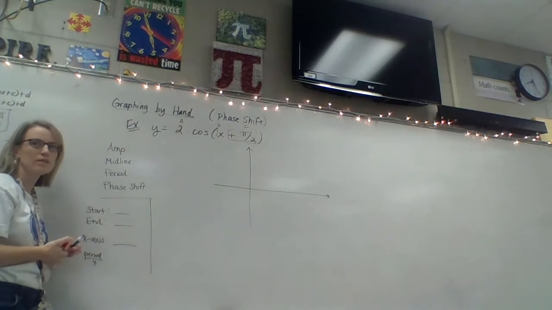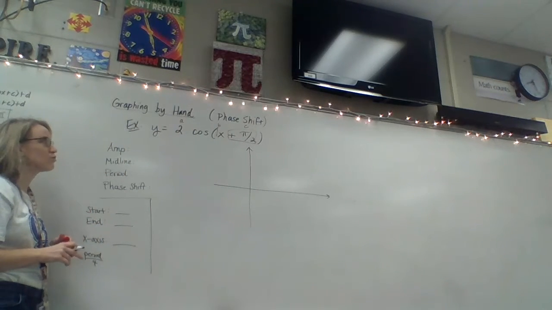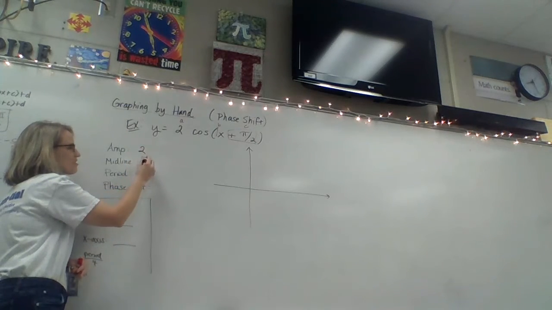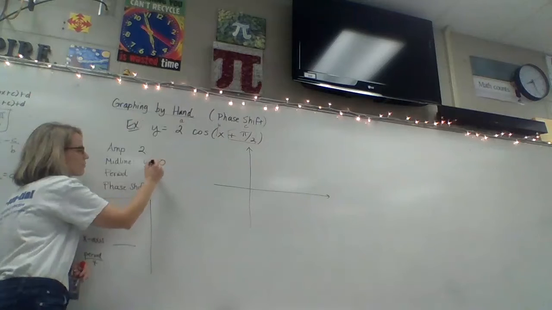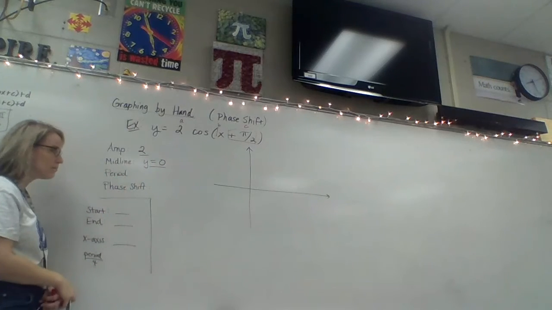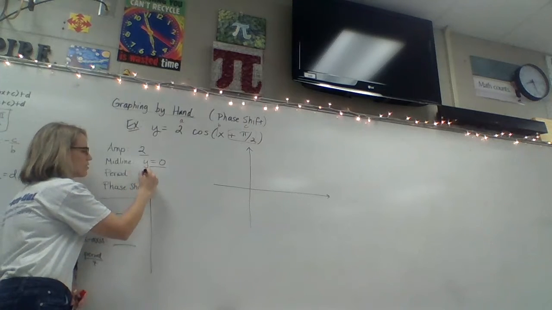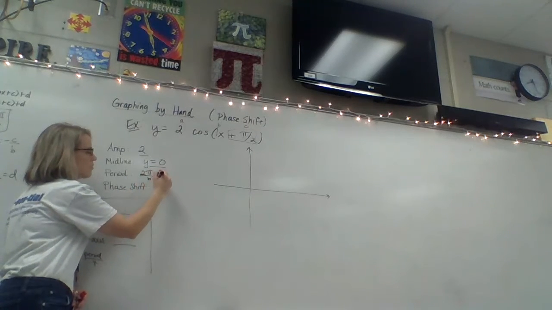Alright. So our amplitude is going to be 2 this time. I almost said 1. It's going to be 2. Midline is still 0, y'all agree? And then the period this time, has it changed? No. B is still 1. So we're still just going to be doing a period of 2 pi.